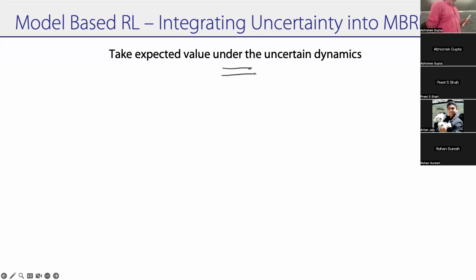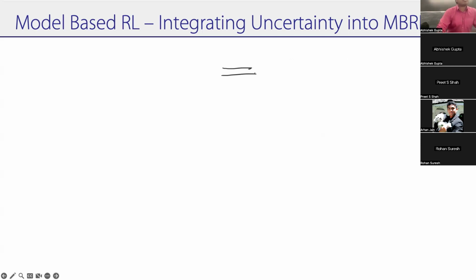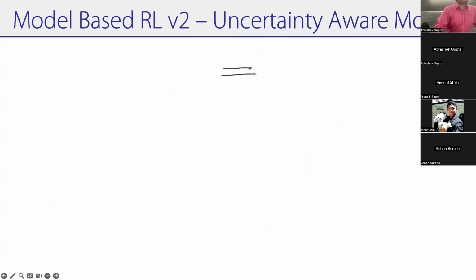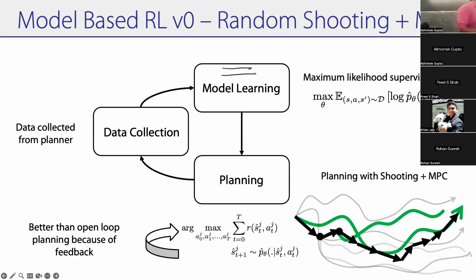Okay. So the question becomes, how do we actually use these uncertain dynamics for dealing with this model hallucination or compounding error? So the easiest thing you can do is just take the expected value under the uncertain dynamics, right? So if you remember our random shooting approach from earlier, we just said, hey, we want to run forward through the dynamics and we want to take the actions that are good under our best estimate of the dynamics, right?